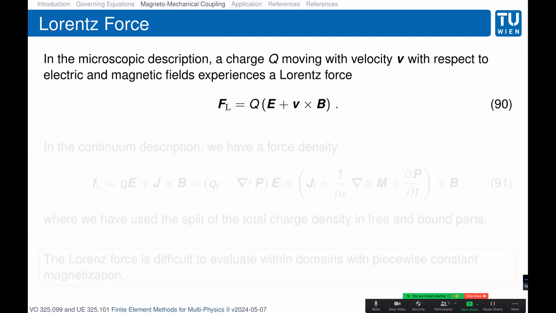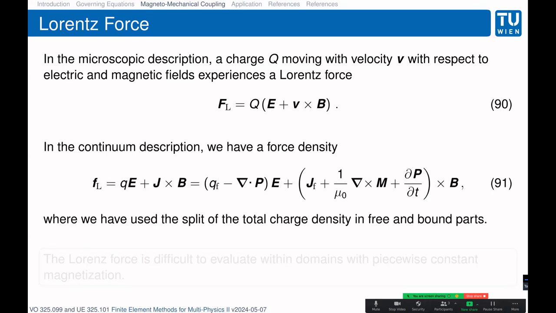So let's go back to the Lorentz force, which is the basis. For a point charge, a moving charge Q moving with velocity v with respect to the electric and magnetic fields experiences a Lorentz force, which has these two parts: the electric field that acts on the charge and the magnetic field that also has a force on the charge. And in the continuum description, of course, the force becomes a force density and is written in a similar way.